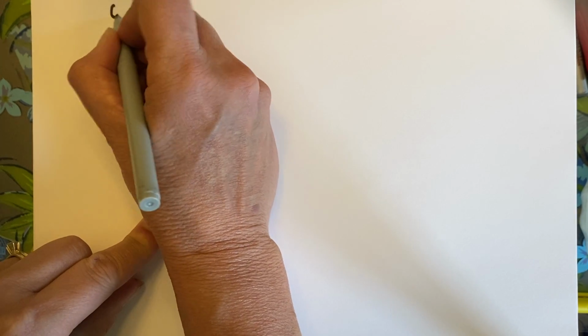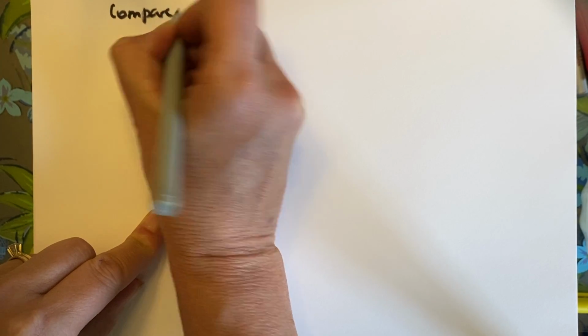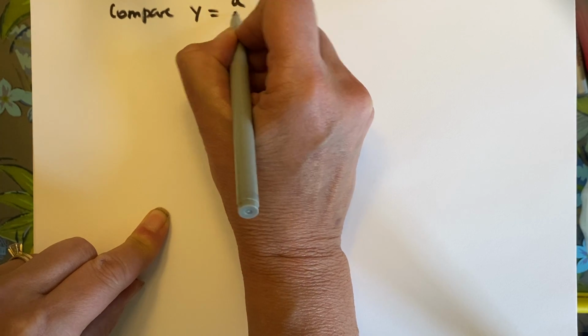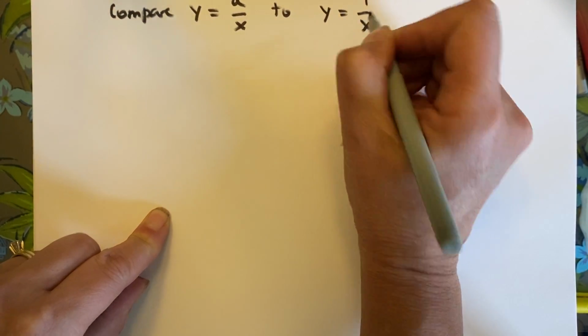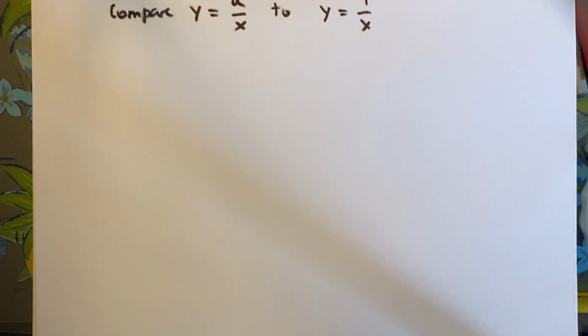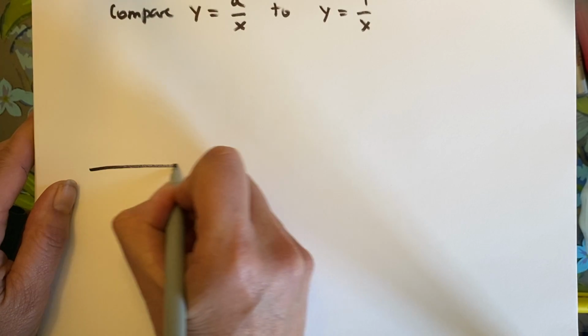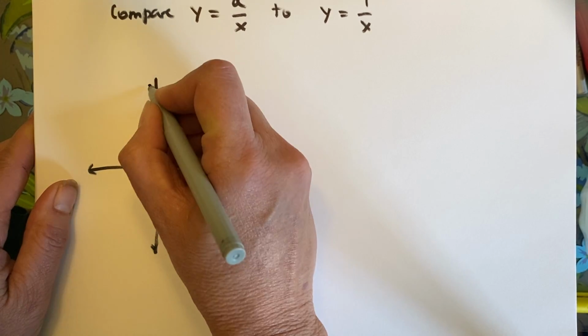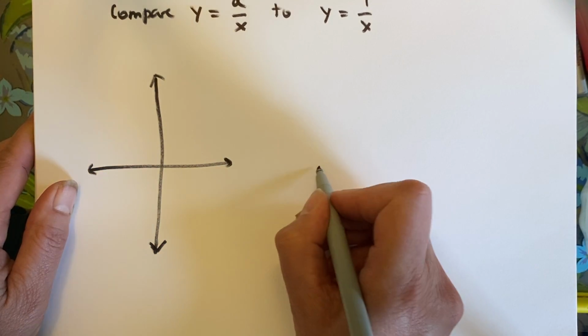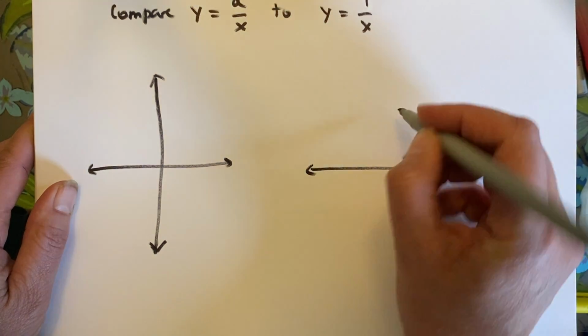And for each of these we're going to have to draw the parent function. So the first one is to compare y equals a over x to the parent function y equals 1 over x, okay? And to do that, we're going to first draw 2 versions of this. One that's going to be a stretch and one that's going to be a shrink.